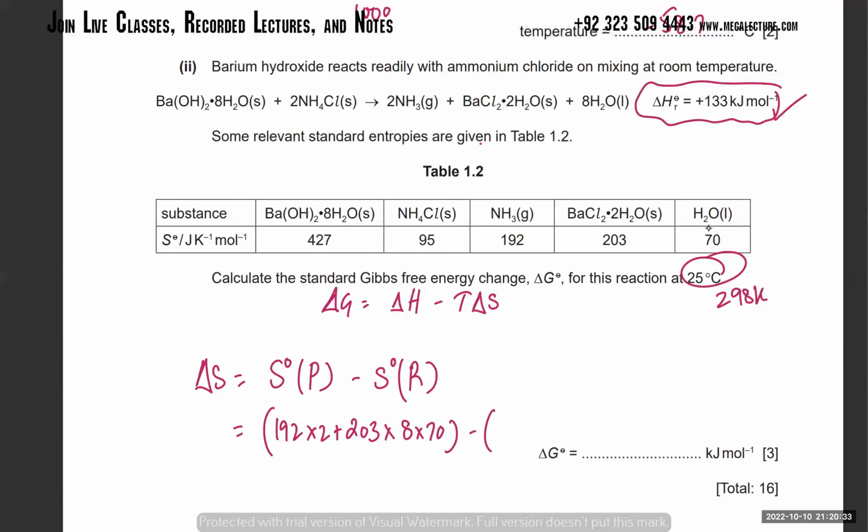minus the reactants. What are your reactants? So you got this thing. So that's 427 and 2NH4Cl. That's 95 times 2. I guess that's about it. So what is the entropy change? Again, you have to be very careful with the calculations.